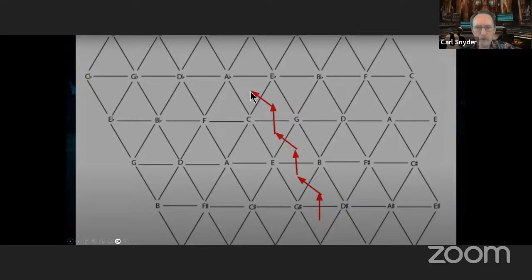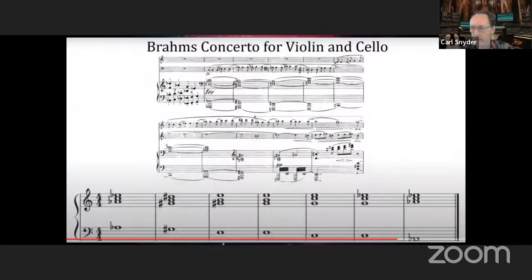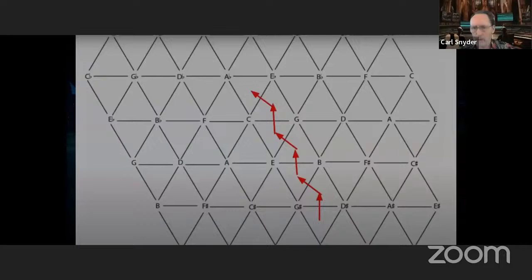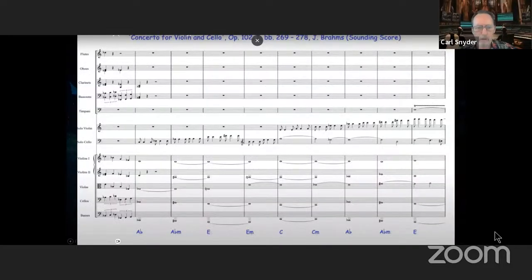No sounds. Here's that pattern that we just saw in the Brahms, by the way. And here's how he spelled it. So you can see there's the parallel, parallel, parallel, parallel.